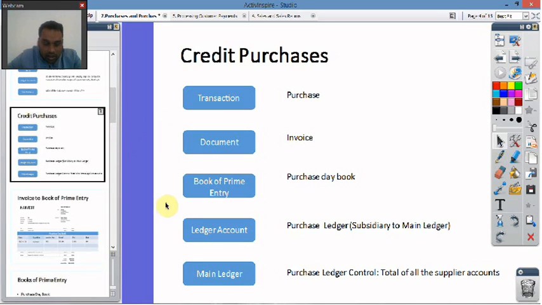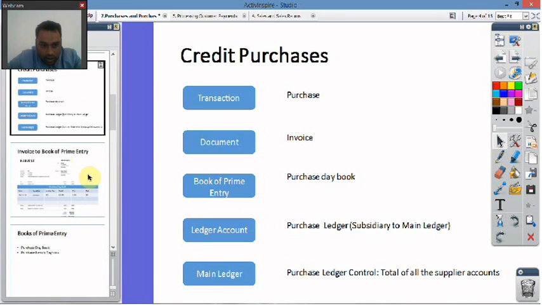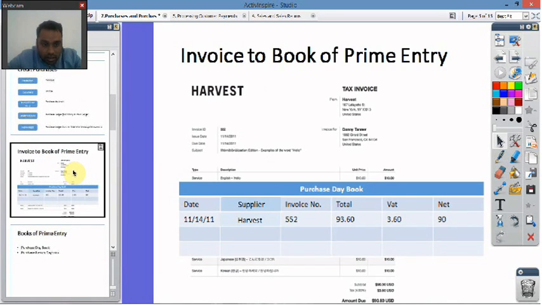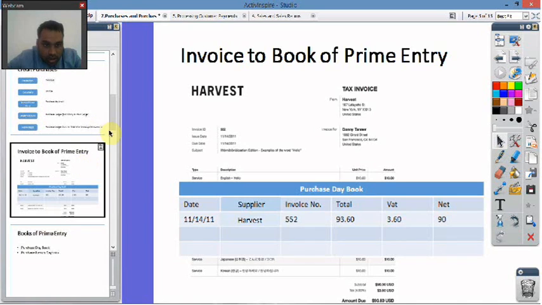So these are the transactions for the credit purchases. First of all, you've got the purchase, then the invoice, the purchase daybook, and the purchase ledger control. The purchase ledger is just a list of all the suppliers that you've got and the invoices that relate to them. And remember, the purchase ledger control is the totals account, so it just has all the totals.